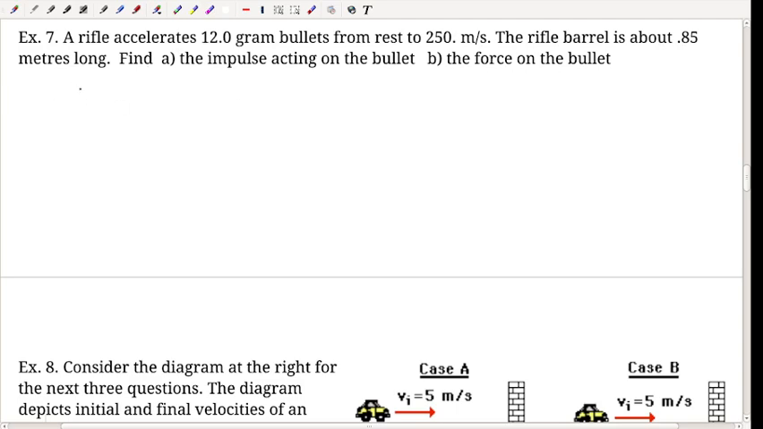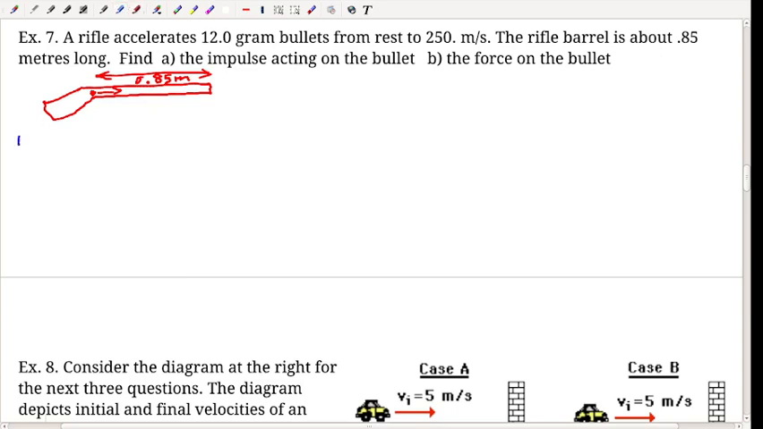Alright, so what's going on here? Say we have a big long rifle. Maybe you can draw a better rifle than I can. And the bullets start out at this end of the rifle, and they get accelerated as they go along the barrel, which is supposed to be 0.85 meters long. Pretty long barrel. And we want to figure out, well, what would cause that? What would be the impulse on the bullet, and what would be the force on the bullet?